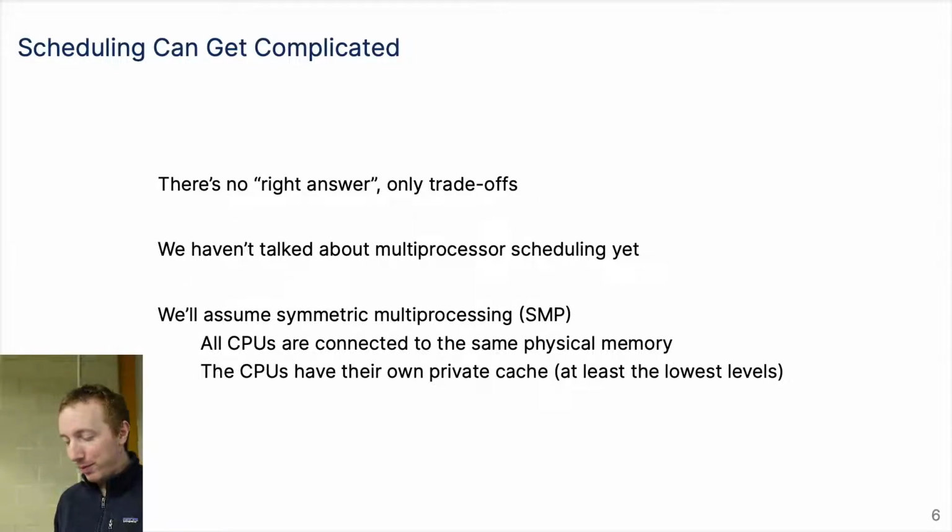So we'll assume symmetric multiprocessing. So that's SMP, which is what the kernel says. So it's SMP preempt. What SMP assumes is that all CPUs are connected to the same physical memory, so they all access the same physical memory, and that they have their own private cache, at least at the lowest level. So at least they have their own L1 and L2 cache.